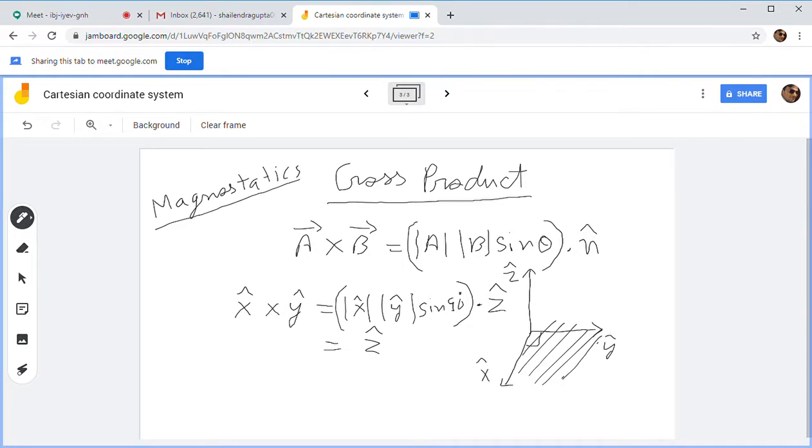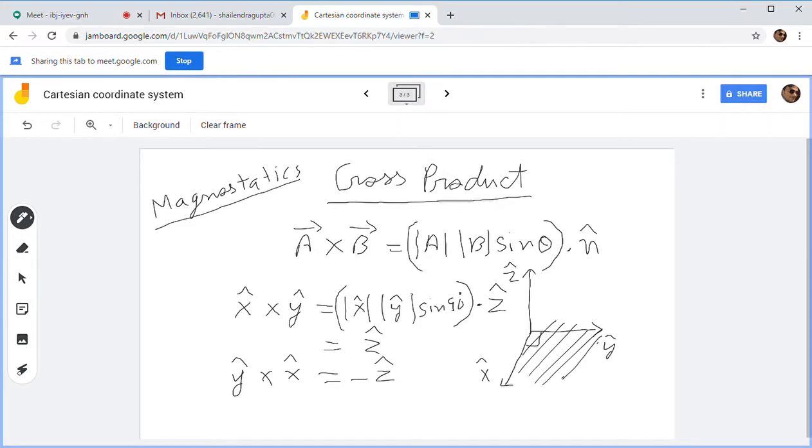I have already demonstrated that if these vectors are reversed, then you will not get the same vector. What you will get is the minus Z.